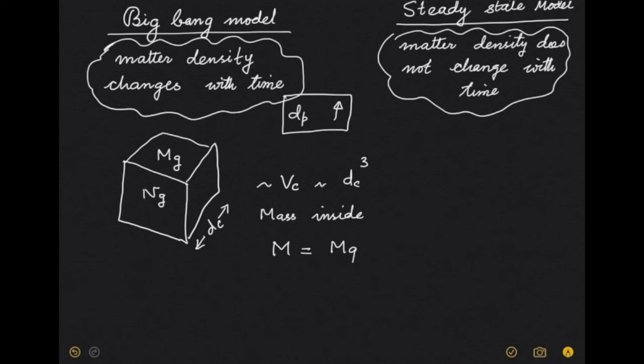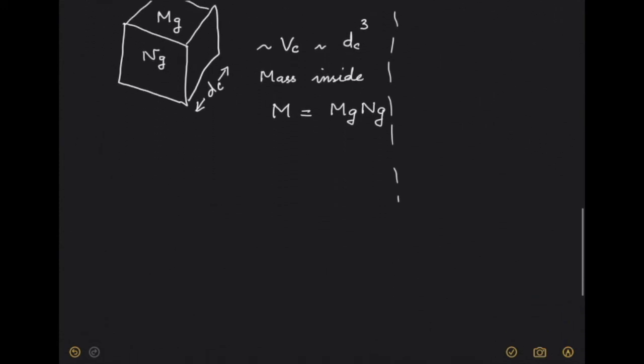If I write it with capital M, it is nothing but mg times ng. I draw this distinction between the two models with this dotted line. So you have this mass, you have this co-moving volume. So at time t1, let us calculate the proper density.